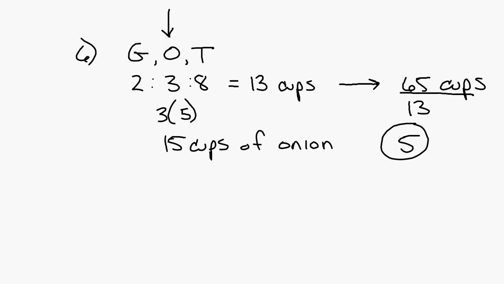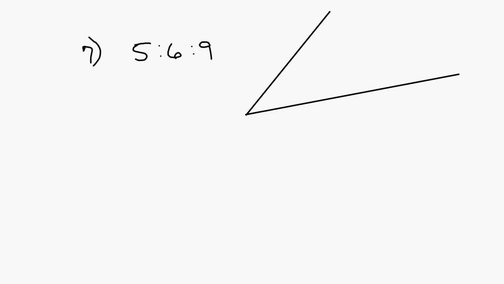Number 7. The measures of the angles of a triangle are in the extended ratio of 5 to 6 to 9. What is the measure of the smallest angle? Again, you've got a triangle. Here's what this means. It means that one angle is 5x, one angle is 6x, and the other angle is 9x.